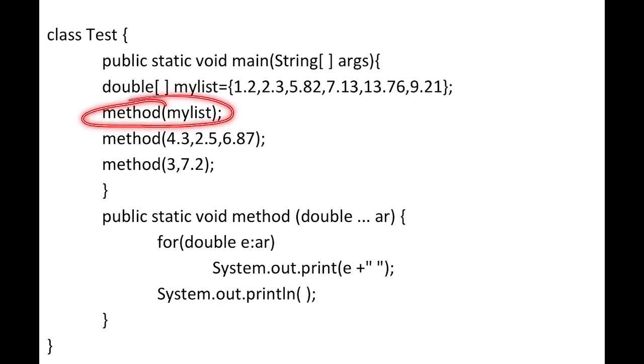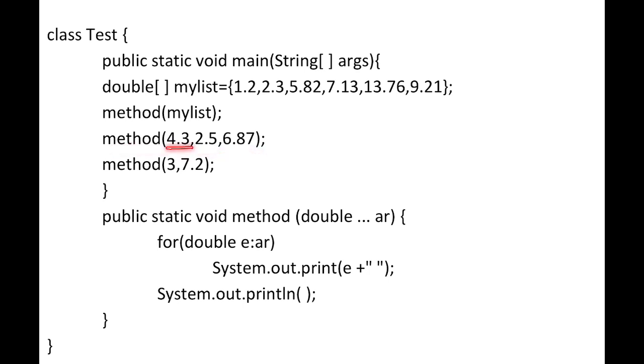So now when this statement gets executed, the control comes here, and here you can see the parameter list. We are writing double, then 3 dots, AR. That means this method can accept a variable number of arguments. So here this AR can receive the array mylist, and print the elements that are present in this array using the for each loop that we have discussed just now. Similarly, we can also invoke the method in this way.